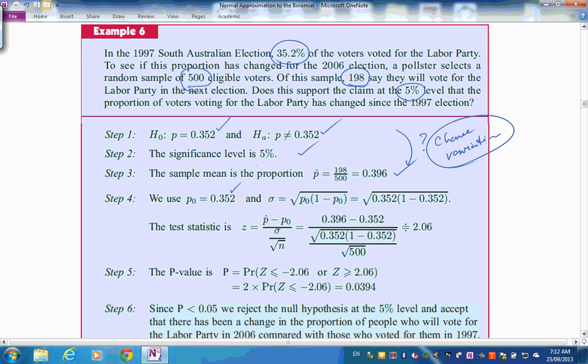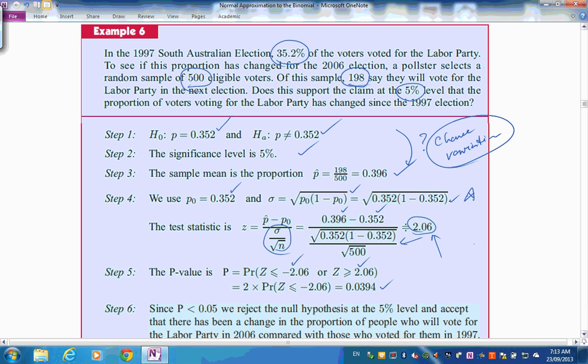We use this one, and then the sigma for the distribution of the population proportion is that, but then we have to divide by root n, because it's a mean. So we have to divide the population sigma by root n. Then finding the difference, 0.396 take 0.352, we get 2.06. And you would already be able to say something about that. That's too far out, isn't it? So the p-value is z less than or equal to 2.06 or greater than, double it, 0.0394.